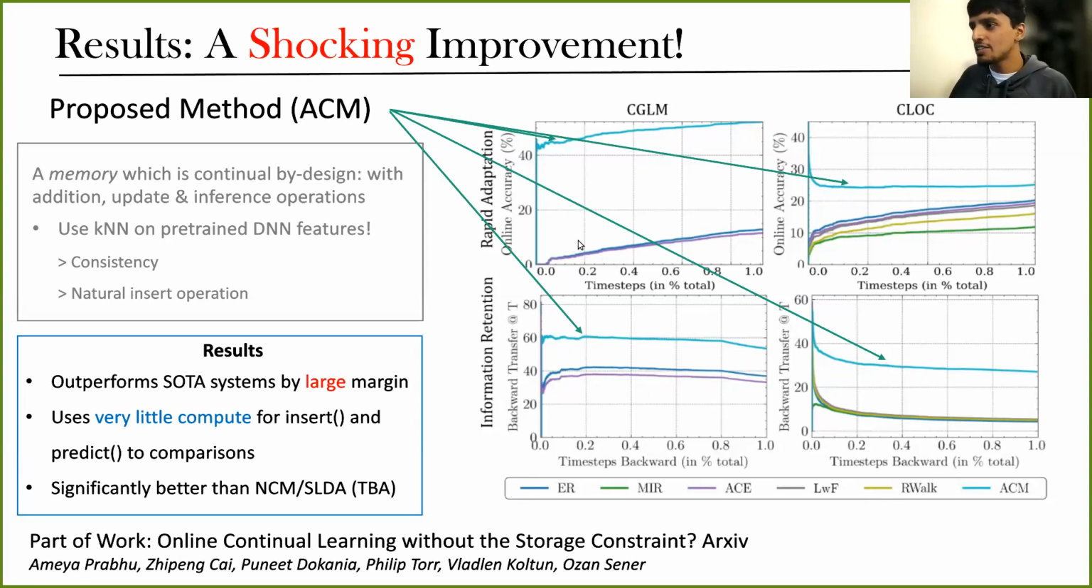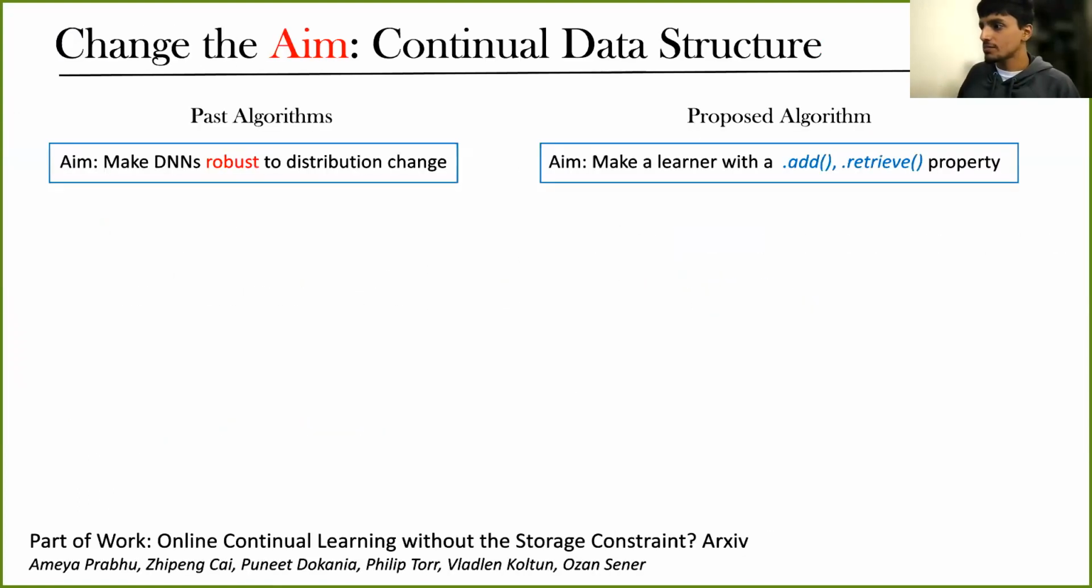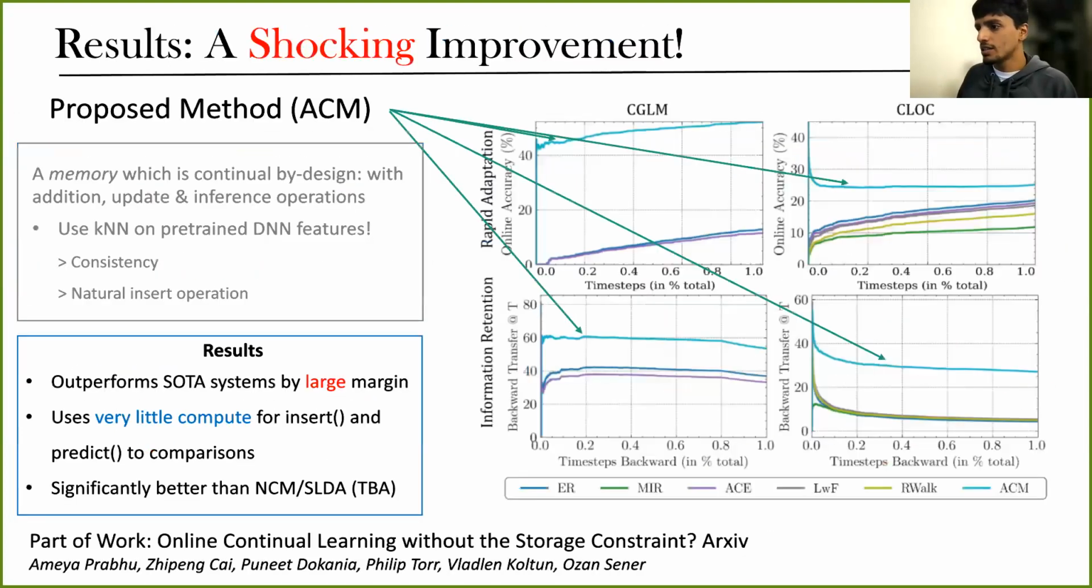And similarly, here we show online accuracy, but online accuracy is not a great metric. So we can see the performance of this method here on the near future accuracy. And even on the near future accuracy, this performs really well, because it can query past data, see what is important, and retrieve it to predict the next sample. It can do this knowledge accumulation for rapid adaptation in the future. All right. So it has shockingly good results.